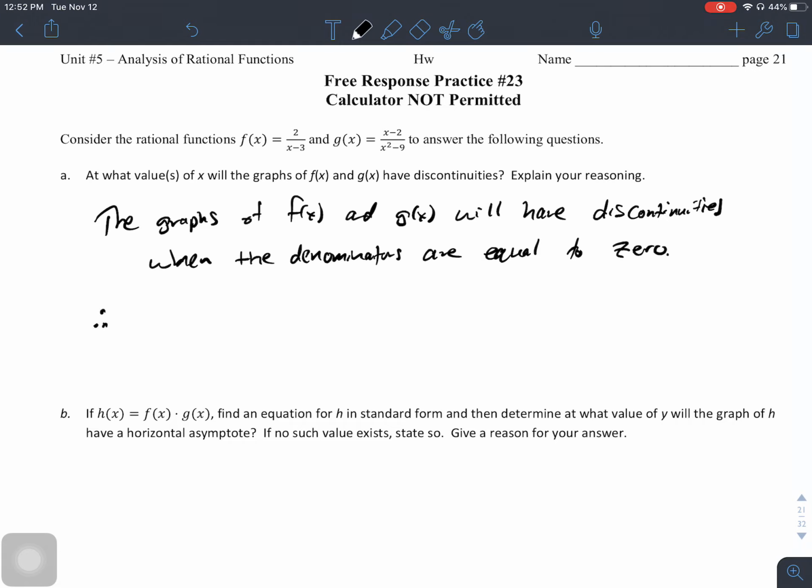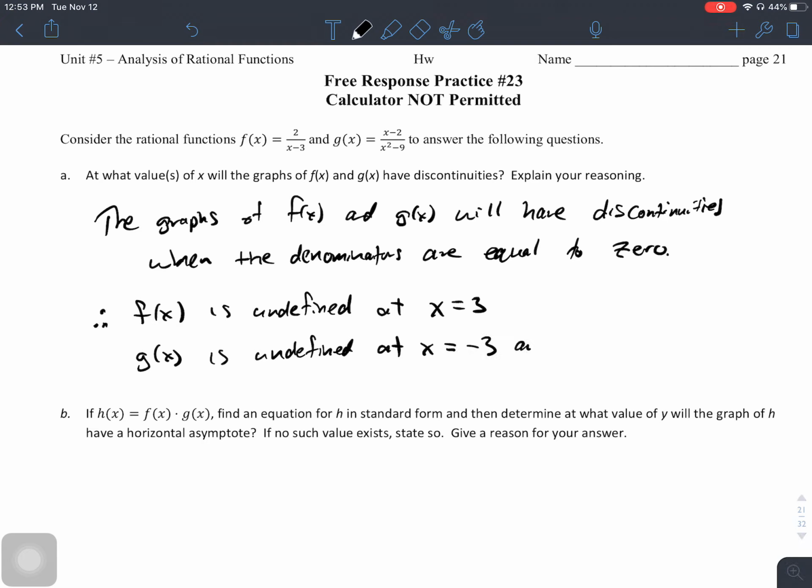Therefore, f of x is undefined at x equals 3. G of x is undefined at x equals -3 and x equals 3. Now, if you don't follow that last part, why g of x is undefined at 3 and -3, this little fella here factors into an x minus 3 and an x plus 3. I would encourage you to fully factor your denominator.